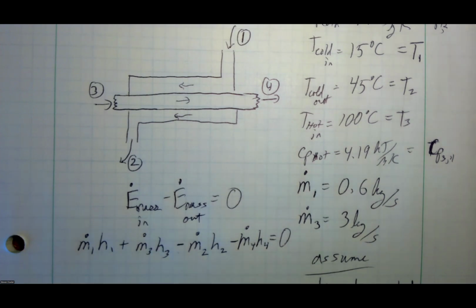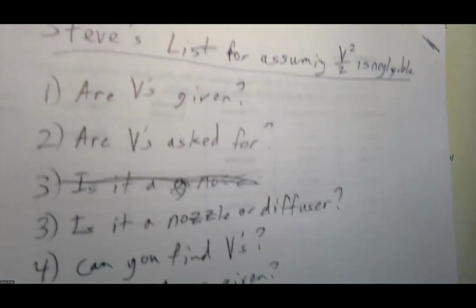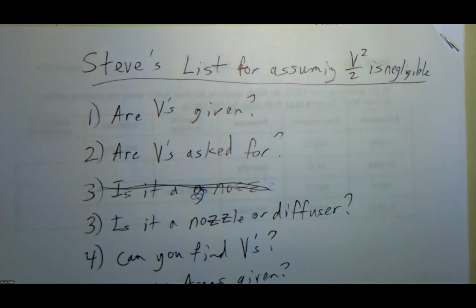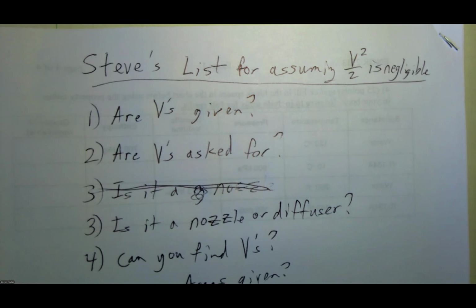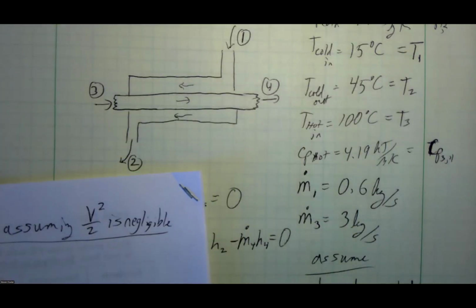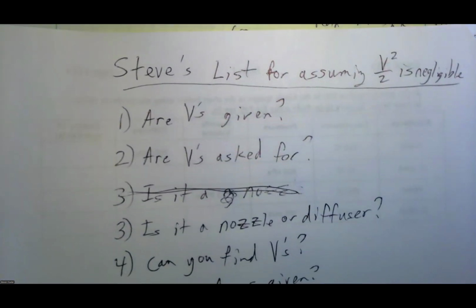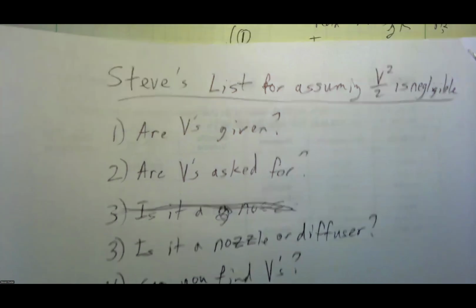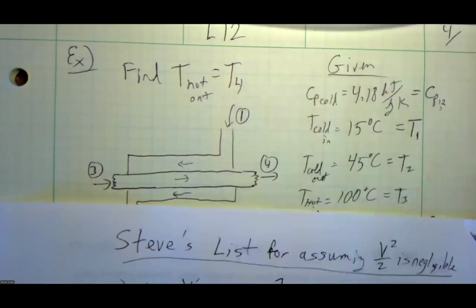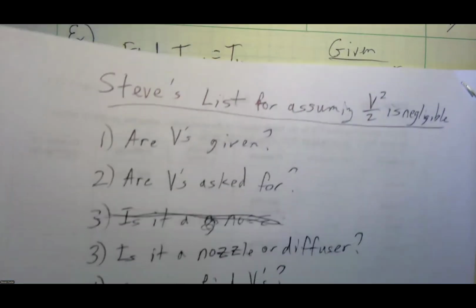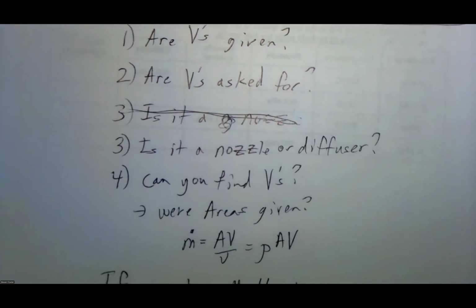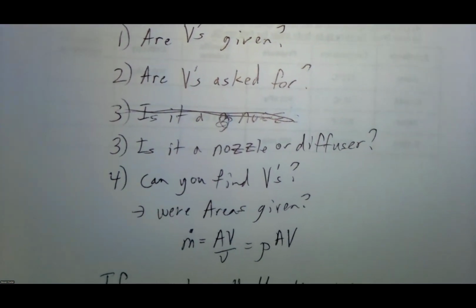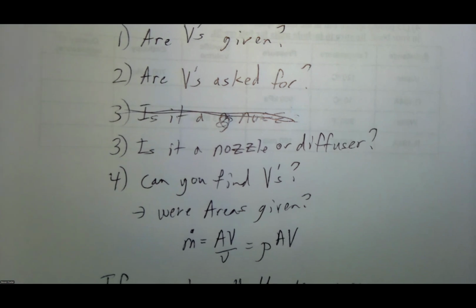Now, you might ask, I would hope somebody asks, hey, what about the speeds? Well, remember Steve's checklist for is the kinetic energy something, right? Well, do you have speeds? Well, no, speeds weren't given. Okay. Did it ask for the speeds? No, it just asked for a temperature. No speeds asked for. Okay. Is it a nozzle or a diffuser? No, neither of those things. The kinetic energy is important for those two devices. It might be important for other devices.